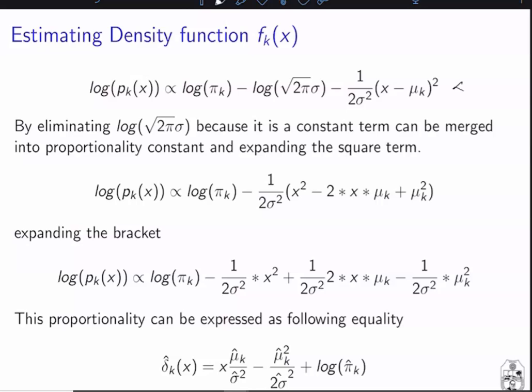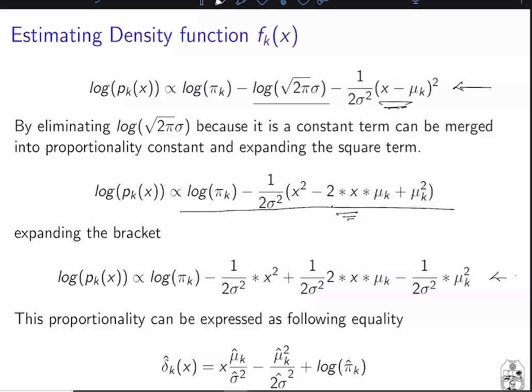Now this is the equation that I have copied from the previous slide. Here the term minus log of square root of 2 pi sigma is a constant term which can be merged into the proportionality constant, and this equation can be simplified in this way. And I have expanded this square term, which is equal to x square minus 2 x mu k plus mu k square. After multiplying this bracket by 2 sigma square, I get this equation.